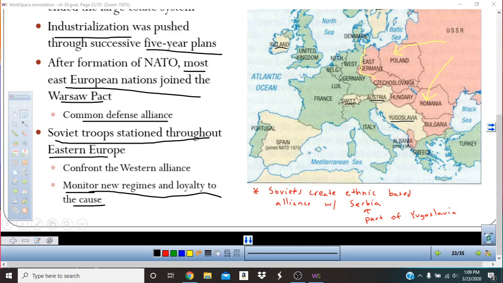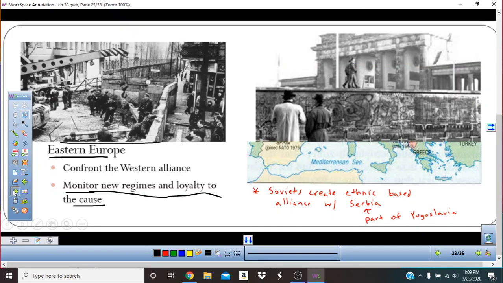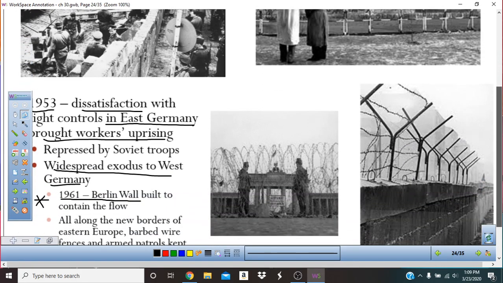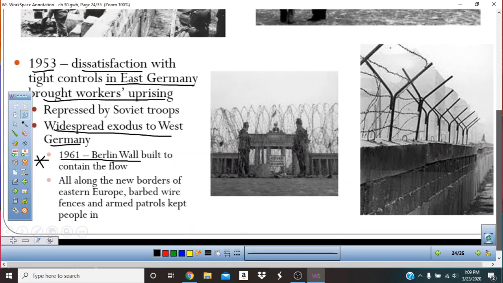And for sure, the Soviets are going to be sending their soldiers to monitor these countries here and making sure that they remain good little Soviets. Of course, infamously, we know about the Berlin Wall, and that would be built in 1961 to keep people on the Soviet land that were trying to escape.